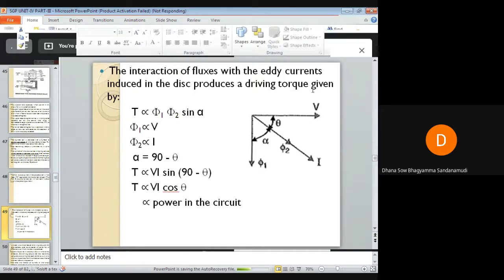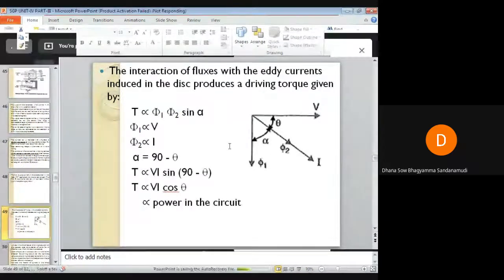This can be seen here. If this is the voltage across the secondary of your potential transformer, and this is the current flowing into the current coil, then the flux phi 1 induced in the upper electromagnet will lag this voltage by an angle of 90°, and phi 2 induced in the lower electromagnet will be in phase with the current flowing in the current coil of your lower electromagnet.